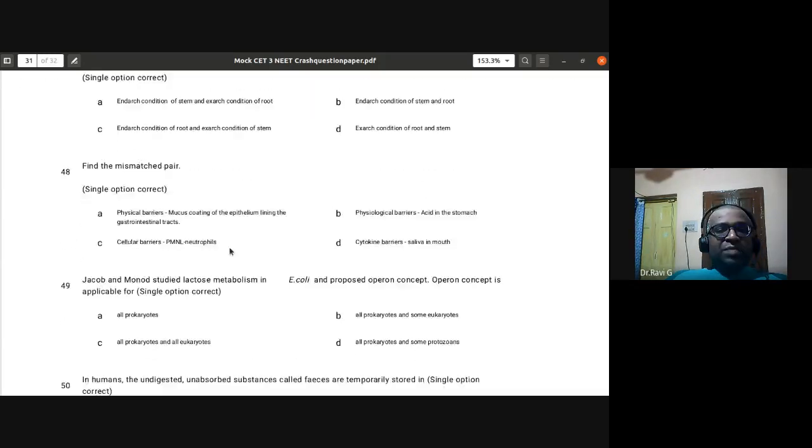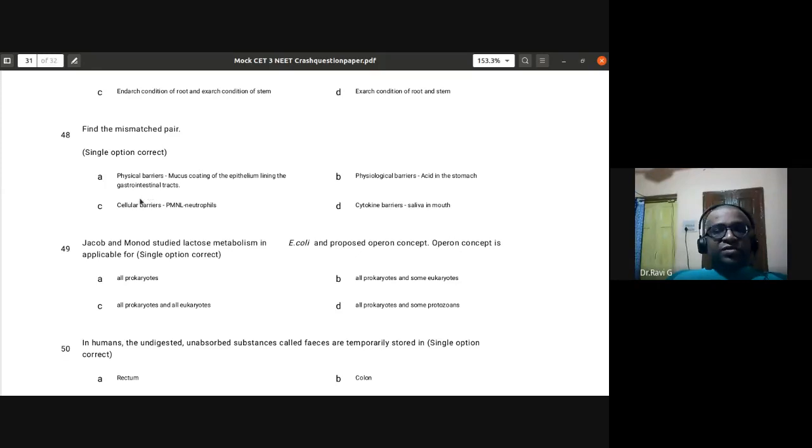48. Find the mismatched pairs. Physical barriers, mucus coating of the epithelium lining the gastrointestinal tracts. Physiological barriers, acid in the stomach. Cellular barriers, PMNL, neutrophils. Cytokine barriers, saliva in mouth. So D is the wrong option. Cytokine barriers is not saliva in mouth. So that is a mismatched pair.